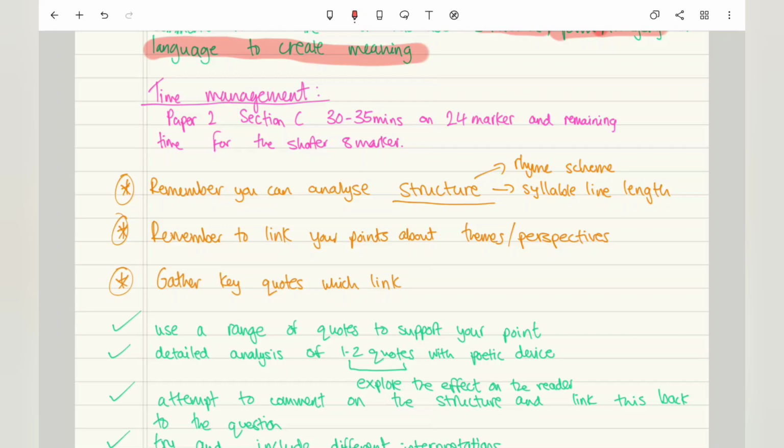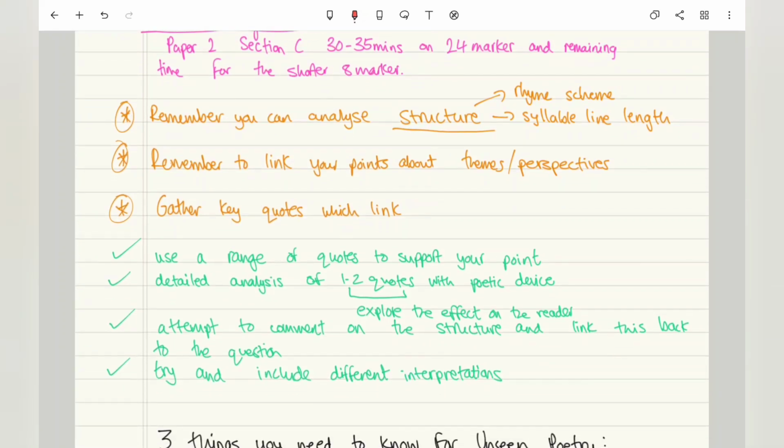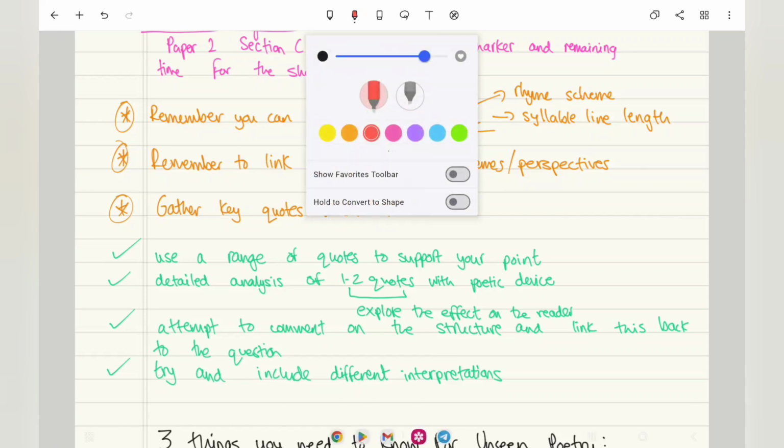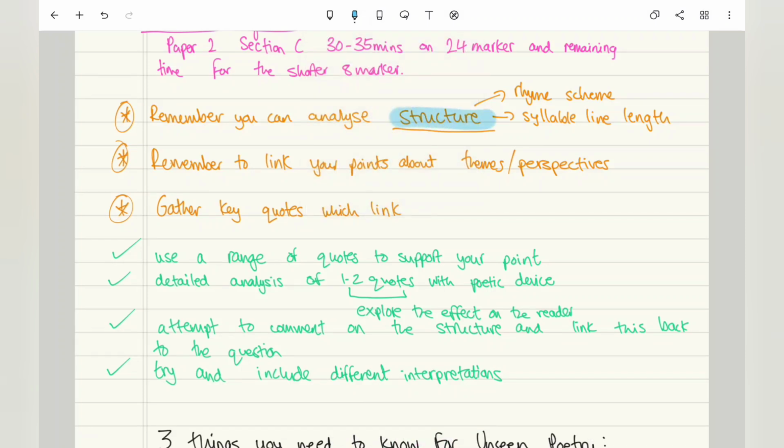Now, just some top tips for you to remember and some important factors here as well. So remember, you can analyze structure. A lot of students forget this. You can in fact analyze structure. So what does that include? That includes a rhyme scheme, that includes a syllable line length. Also, remember to link your points about themes and perspectives, and gather your key quotes which link. Find quotes that link with one another because that will save you time.